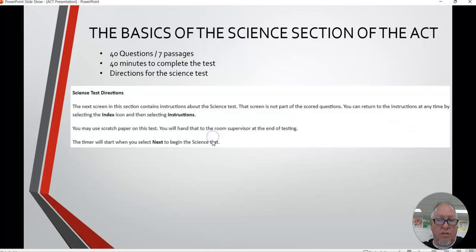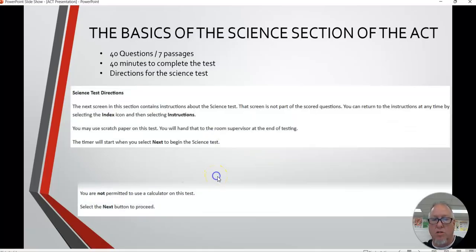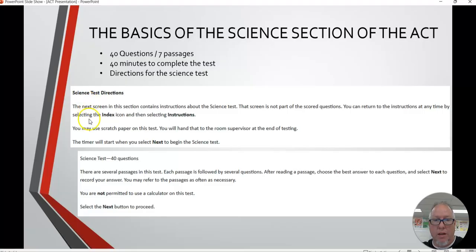The directions for the science test look like this. This is what I was just on when I clicked off of the screen. The most important thing here is that you are not permitted to use a calculator when you're doing the science test. That might be really intimidating for some people, like, wait, I can't use a calculator? A little bit later, I am going to show you some examples of test questions that would require the use of a calculator, but you can't use one.